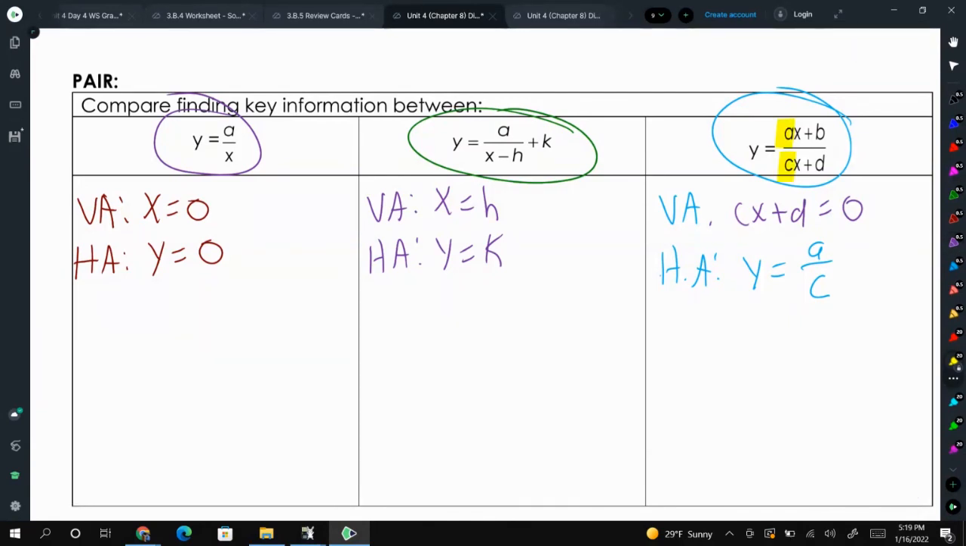All right, so I hope that this is starting to make more sense the more we build on this idea of graphing rational functions.